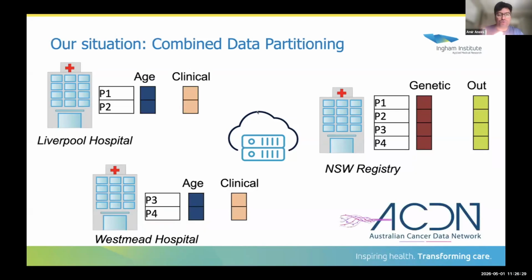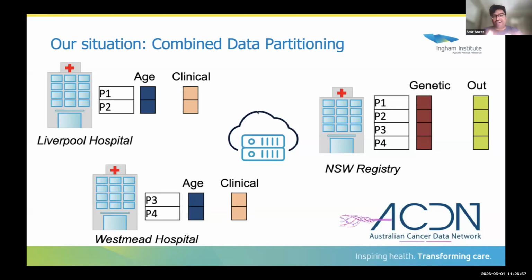And that's exactly what we are dealing with in our network, which is the Australian Cancer Data Network. That is, we have several hospitals such as Liverpool Hospital and Westmead Hospital, where the data is horizontally partitioned. And then we have registry data, such as from the New South Wales Registry, which offers complementary or additional input features for the same patients present in those hospitals, making it a combined data partitioning.